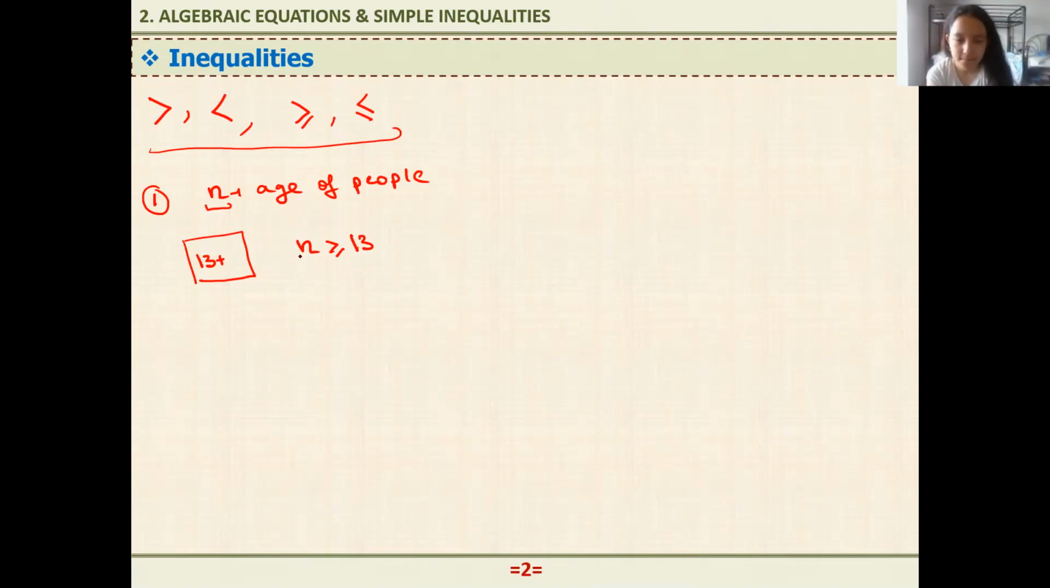Now, if I want to show this on the number line, how do you show this? Here we have a number line. Here we have 0, 1, 2, 3, 4, 5, and here we have 13, and all the numbers to the right of 13. We are talking about these things. So this arrowhead shows that all the numbers here satisfy this inequality. When we solve an equation, we find one solution. But an inequality has infinitely many solutions. That's why this is one way of showing the inequality.